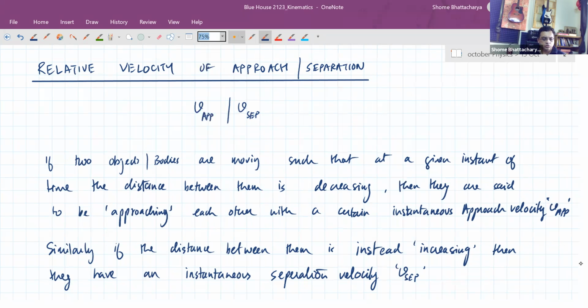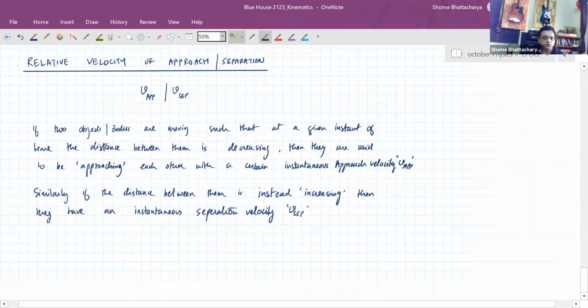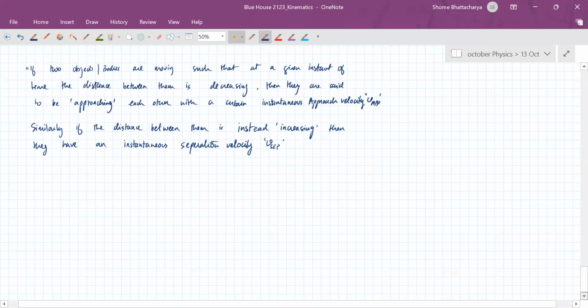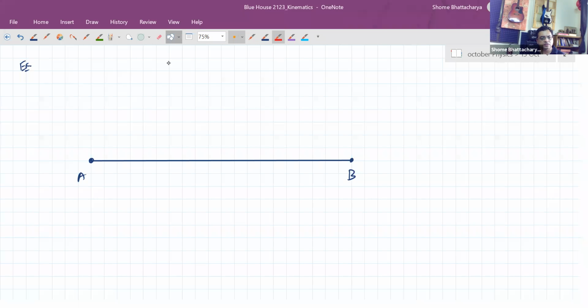Okay, so let's understand how this works now. Suppose we have a situation that at a given instant of time, there are two particles A and B like this, and they are having velocities like this in the ground frame.